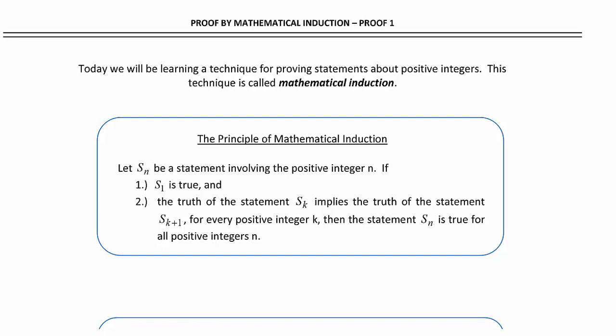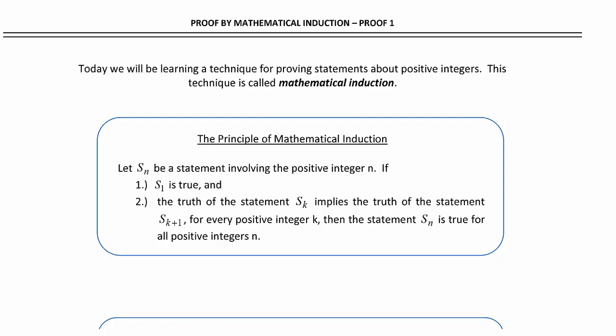So our principle of mathematical induction says if we let S sub n be a statement involving the positive integer n, if S sub 1 is true, so if our statement is true for the first term, and the truth of the statement S sub k implies the truth of the statement S sub k plus 1 for every positive integer k, then the statement S sub n is true for all positive integers n.